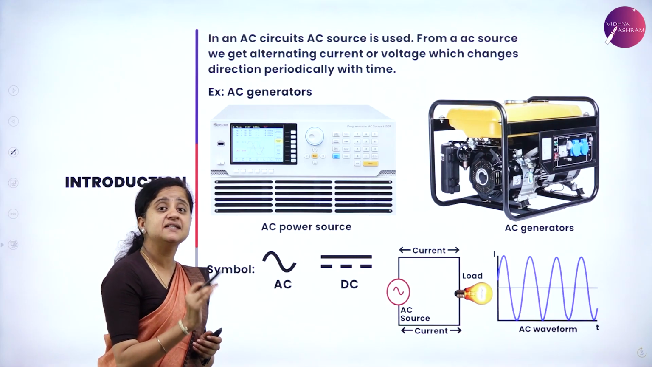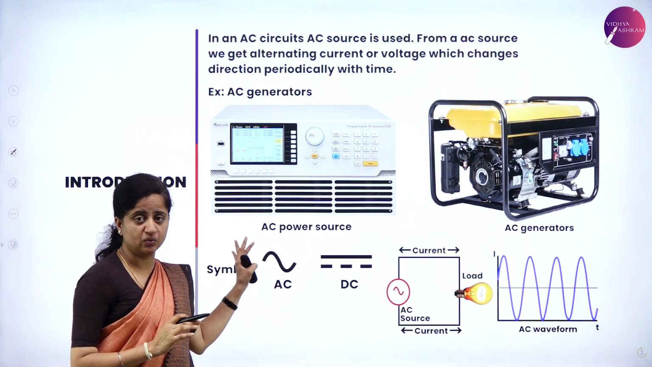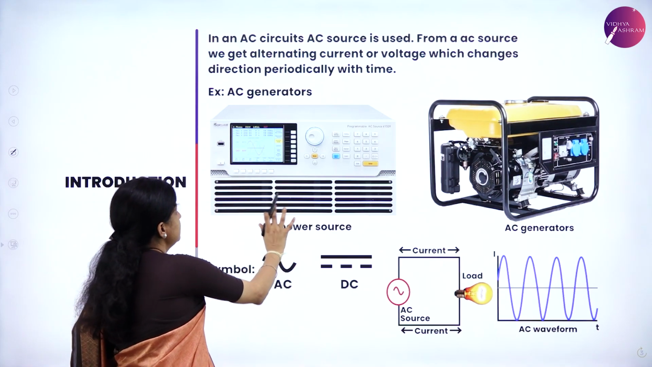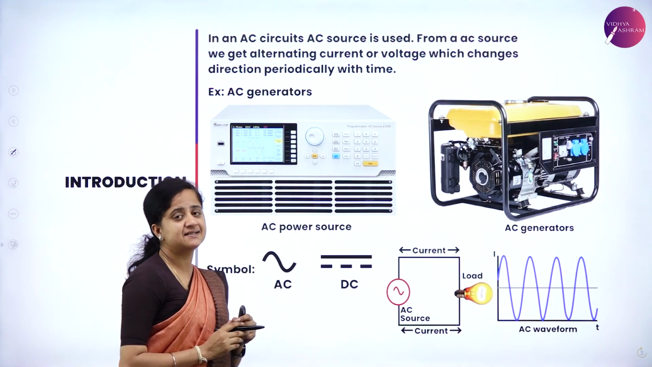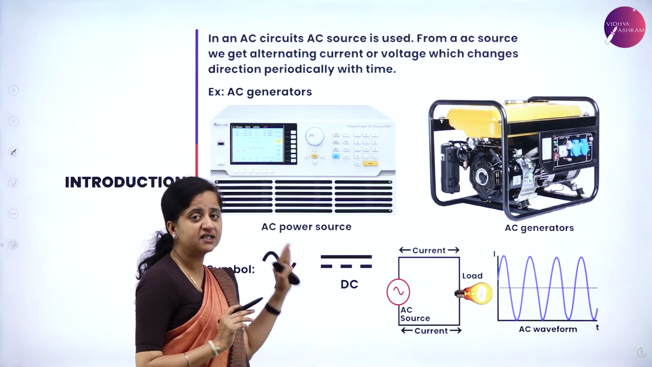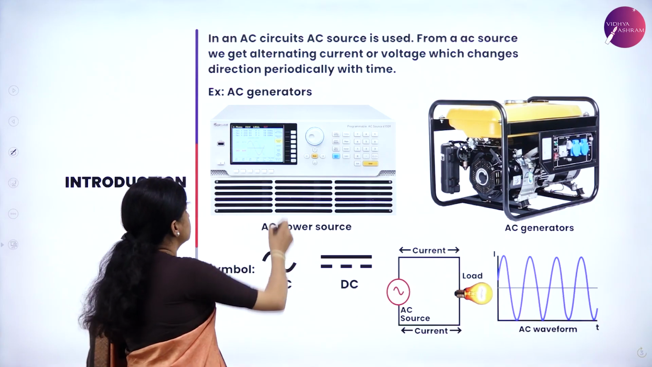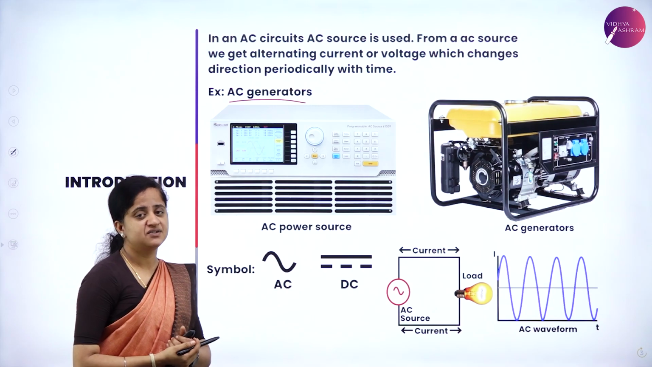In case of AC circuits, which means alternating current circuits, AC source is used. We do not use a DC source, we use AC source. So from this AC source, we get alternating current which changes its direction with respect to time. We can also get the alternating voltage which changes its direction periodically with respect to time. So the examples for the sources of alternating current, AC generator.